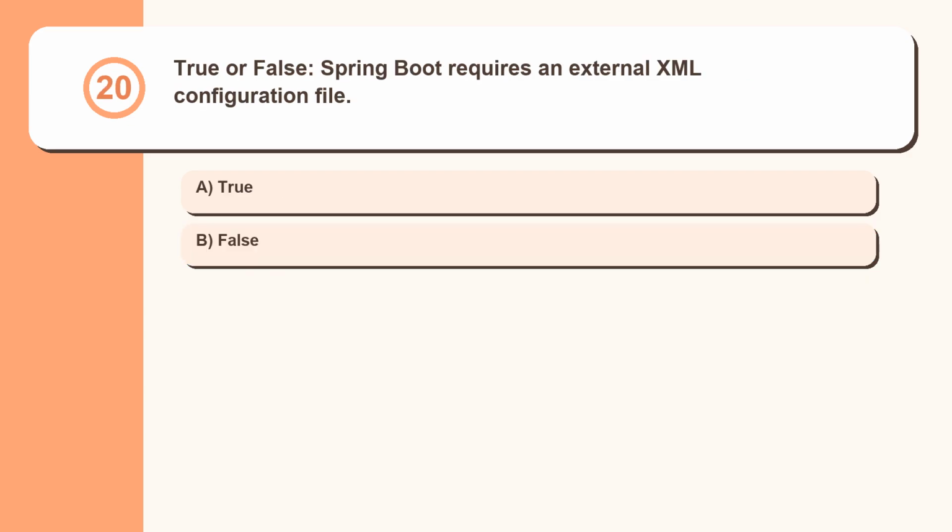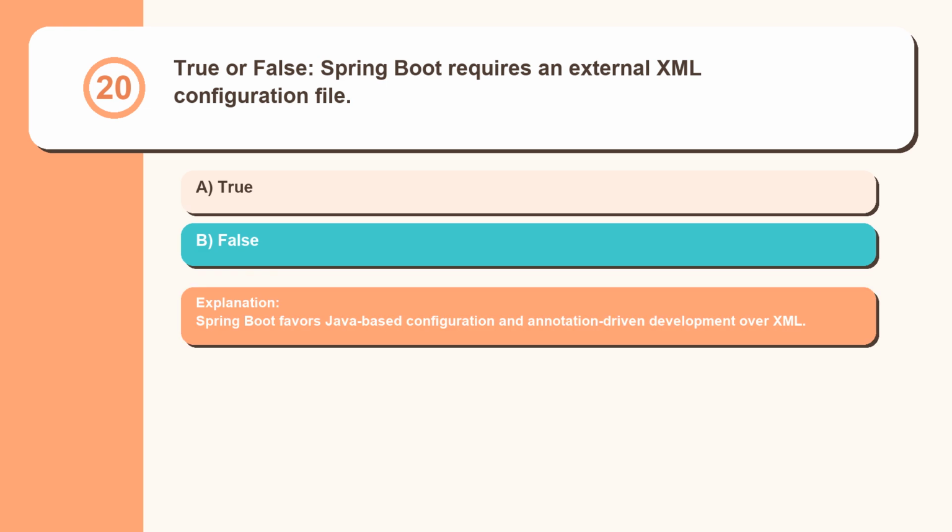Question 20. True or false? Spring Boot requires an external XML configuration file. True, false. Spring Boot favors Java-based configuration and annotation-driven development over XML.